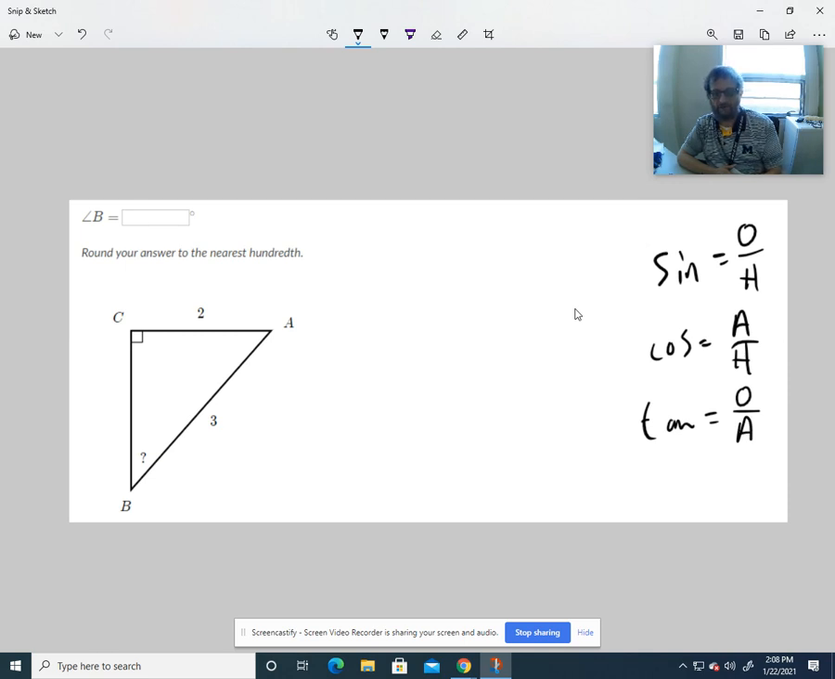Now, this is the angle they want. That is the side across, so that's opposite. That's the long side of the triangle, that's the hypotenuse. Opposite and hypotenuse is sine. So the sine of the angle we want equals the length of the opposite leg divided by the hypotenuse.